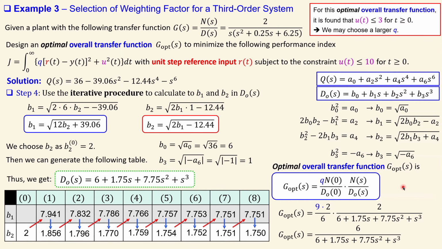Okay. Now for this optimal overall transfer function, it is found that the actuating signal was smaller or equal to 3. So the maximum value was just 3 for all time larger than 0. So we may choose a larger value of Q.